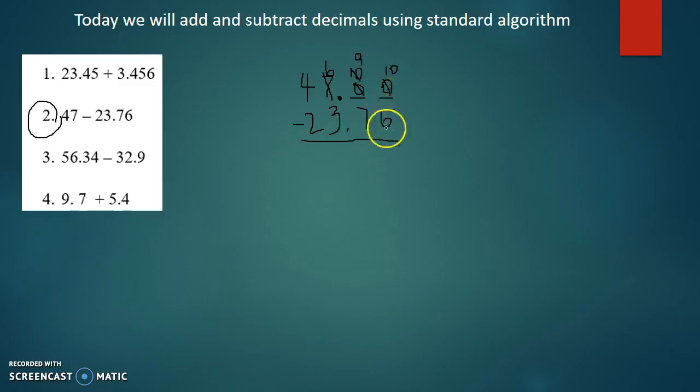10 minus 6 is 4. 9 minus 7 is 2. Bring down my decimal point. 6 minus 3 is 3. 4 minus 2 is 2. So my difference for 47 minus 23 and 76 hundredths is 23 and 24 hundredths. Now I want you to pause the video and try to do number 3.